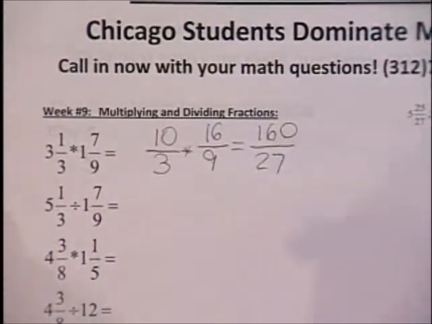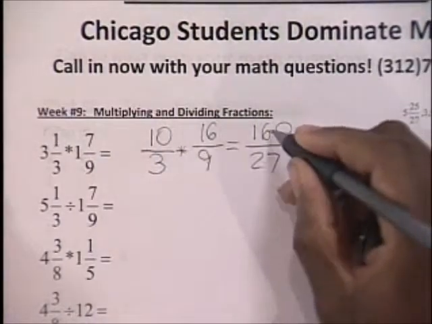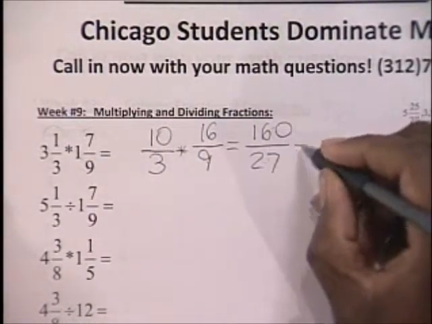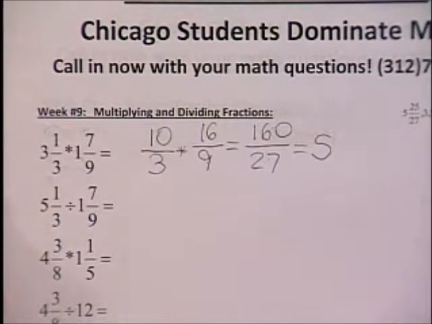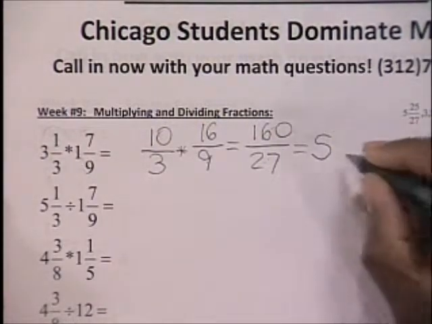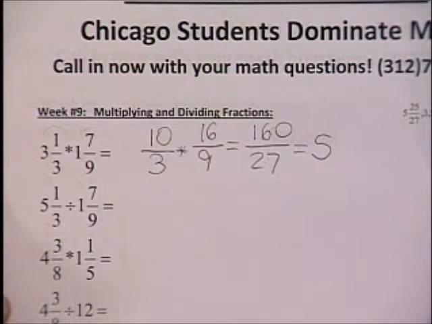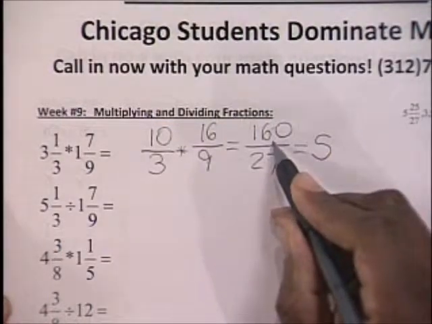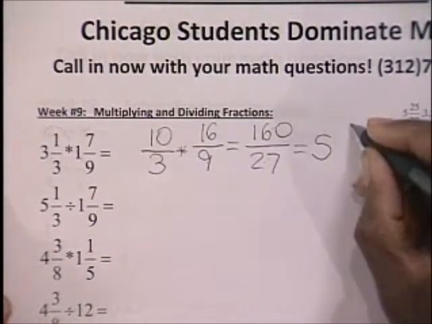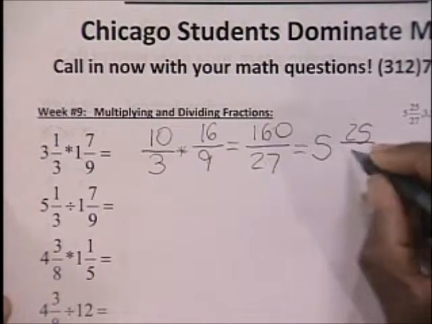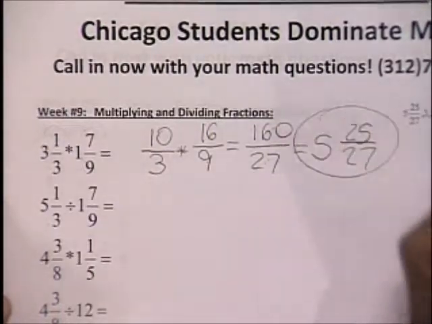And if you'd like to simplify that, 27 divides into 160 5 times. 27 times 5 is 135, so the remainder would be 25 over 27. Final answer.